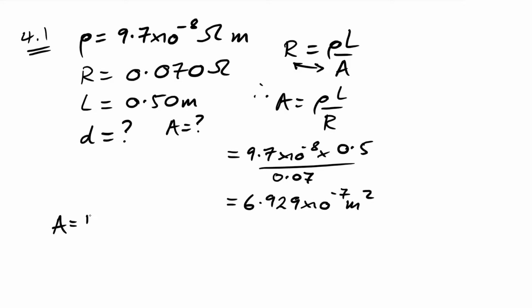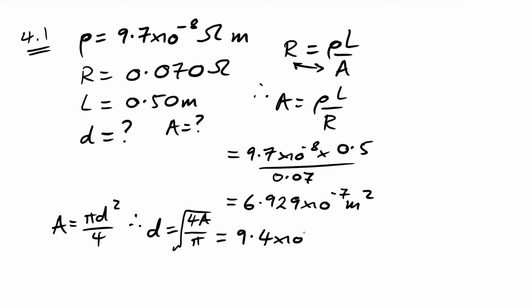We know the area is equal to pi d squared over 4. Therefore, rearranging this, the diameter is going to be equal to 4 lots of the area divided by pi, and then that's all square rooted. And it gives us a diameter of 9.4. We do need to go to 2 sig figs this time. 9.4 times 10 to the minus 4 meters.